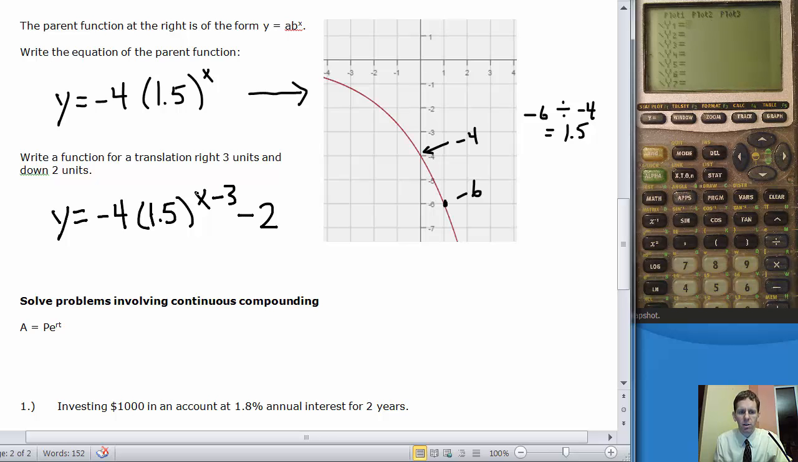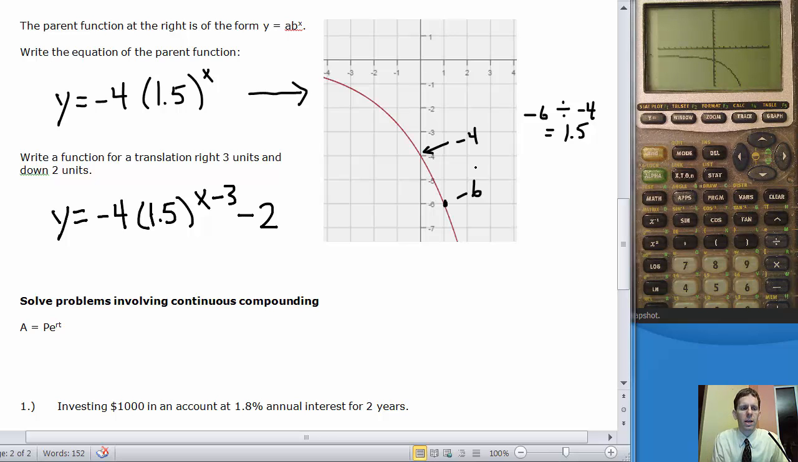If you want to check it on your calculator, that's fine. Just make sure when you type this into your calculator, not only are you going to put the 1.5 in parentheses, but you're also going to put the exponent, x minus 3, in parentheses as well. This will ensure that your graph will move horizontally the correct direction you want it to move. When I apply the minus 2, you'll see compared to the original graph a slight change. It should be moved right 3 and down 2.